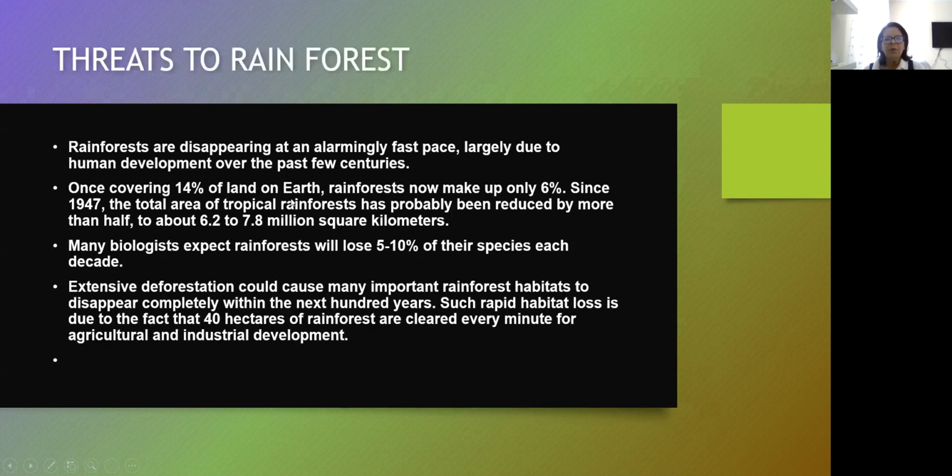Okay. What about the threat to rainforests? Here we will talk about the details of what is causing the rainforest to disappear. Rainforests have been disappearing at an alarming rate, very fast, in the last few centuries. As I was saying before, 14% of land on Earth belonged to rainforest. Now we only have 6%. What is the main cause? The main problem is extensive deforestation. It is said that it could cause many important rainforest habitats to disappear.